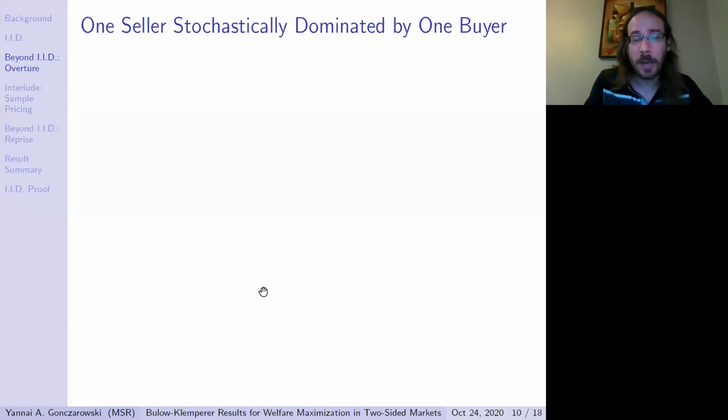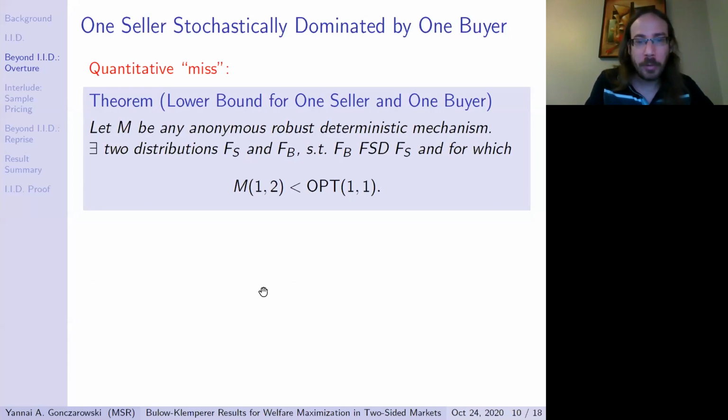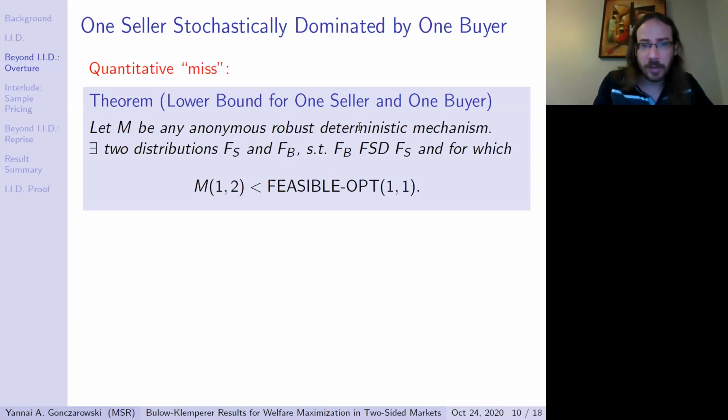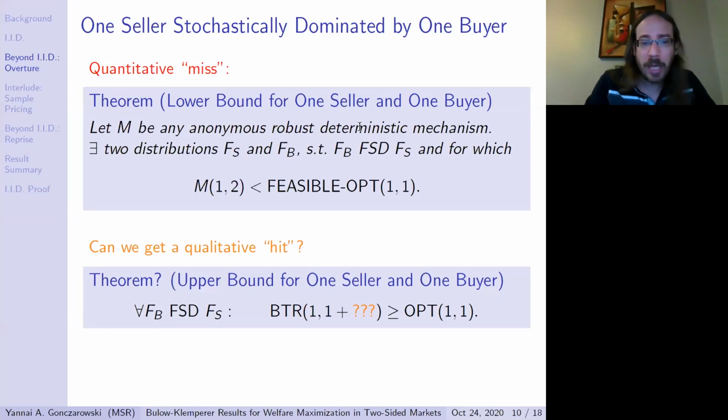Okay, so let's talk about one seller and one buyer. Here we start by having a qualitative miss. Even with stochastic dominance, for any anonymous robust deterministic mechanism, there exist two distributions Fs and Fb, such that Fb first order stochastically dominates Fs, such that if you add one buyer, it's not enough. This is for any deterministic mechanism, not only for ours, and this is even for the second best.